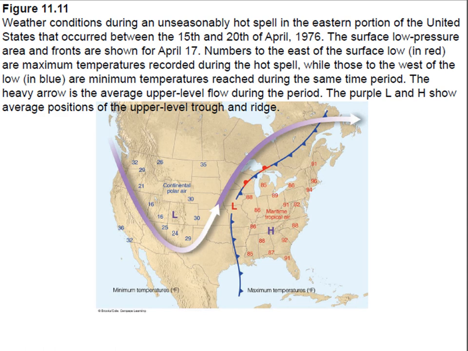Okay, so there was a trough, a large trough over the western half of the U.S., and there was a strong ridge over the eastern half of the U.S., basically.